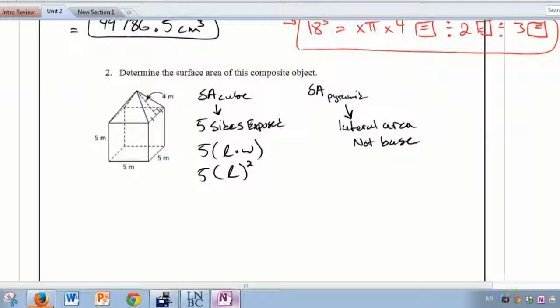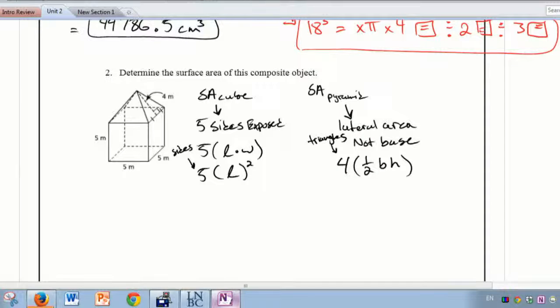My pyramid, I'm going to have the area of the triangle. How many triangles do I have? I have 4 triangles. And then the area of a triangle is 1/2 base times height. But in this case, I have 4 triangles. And in this case, I have 5 sides exposed.